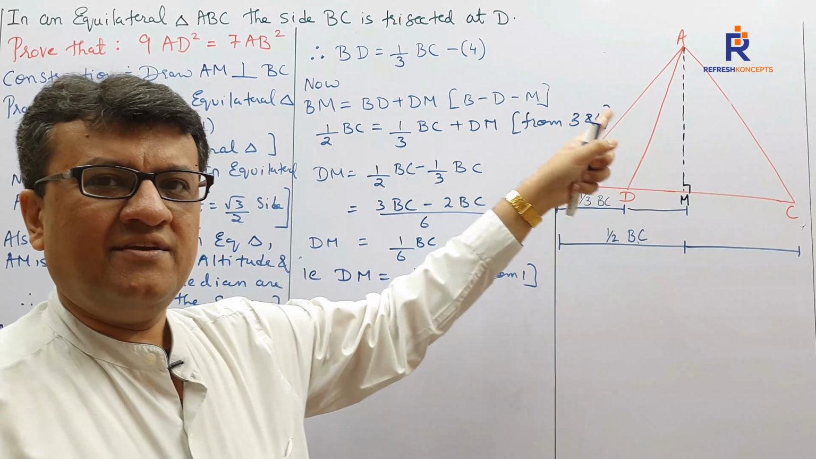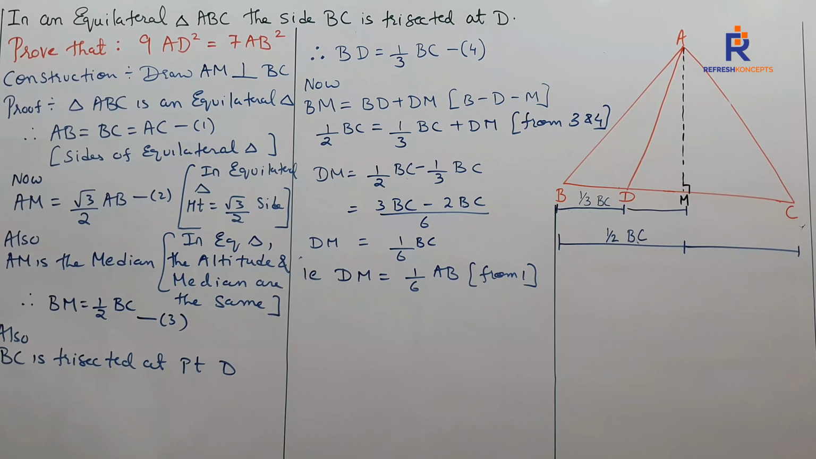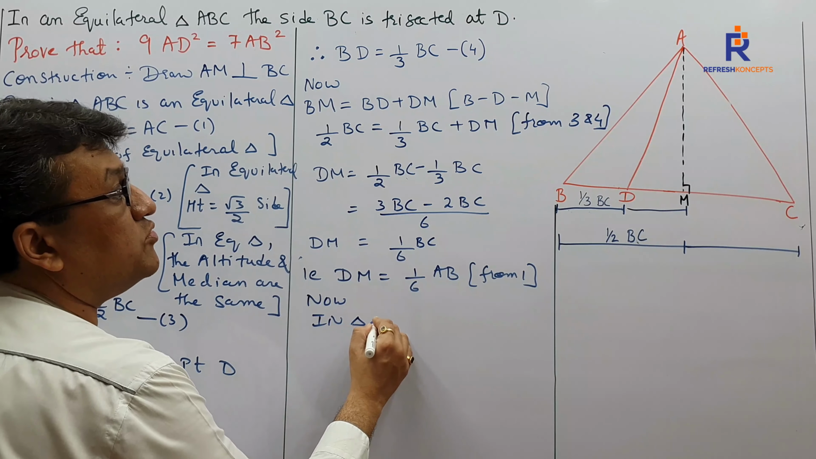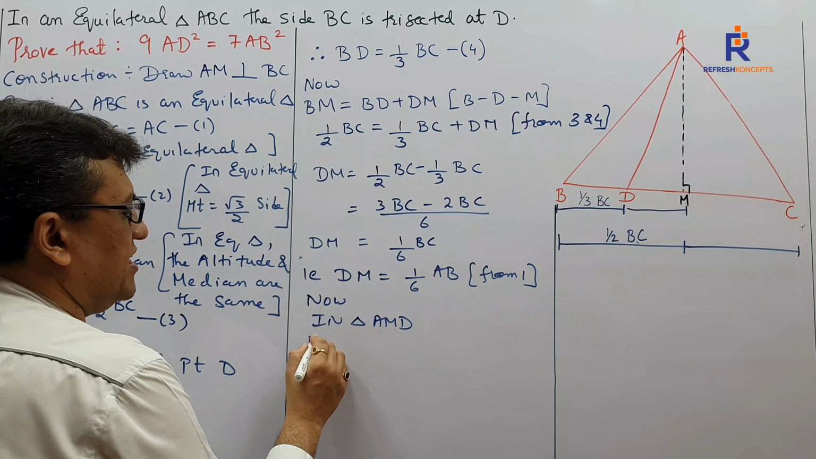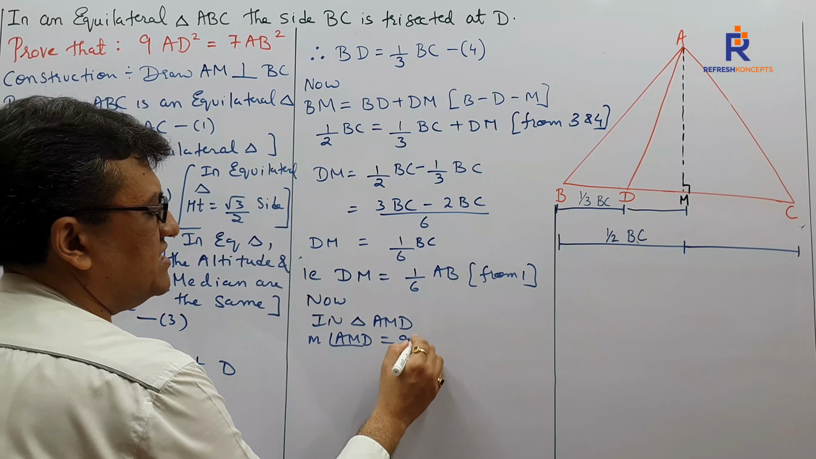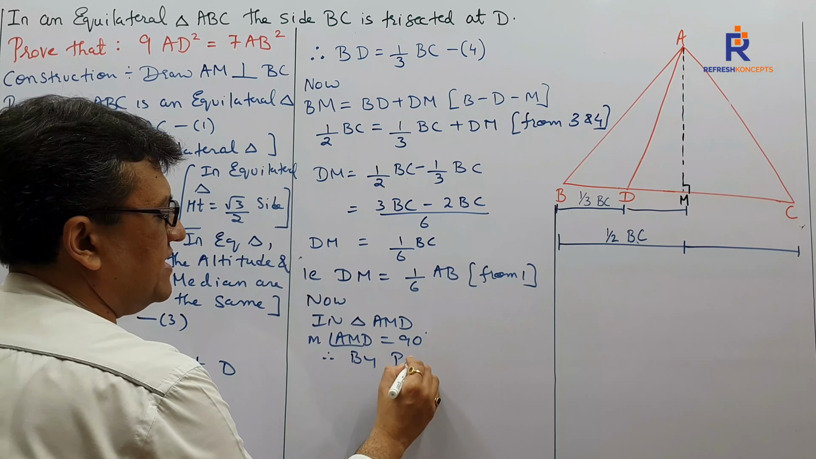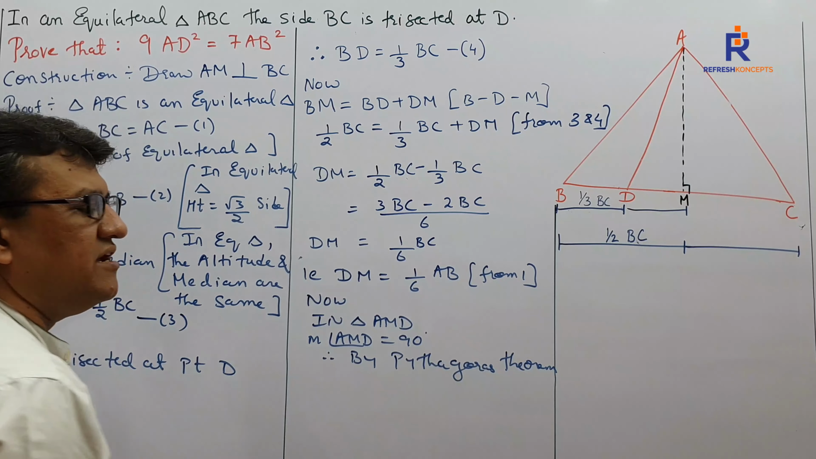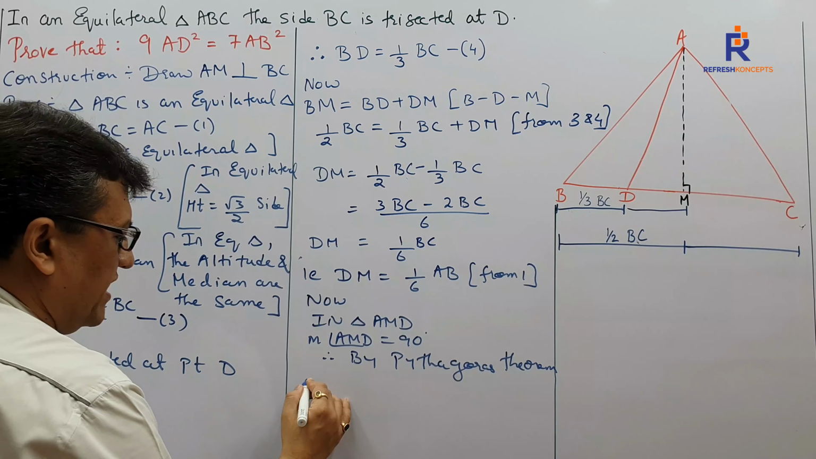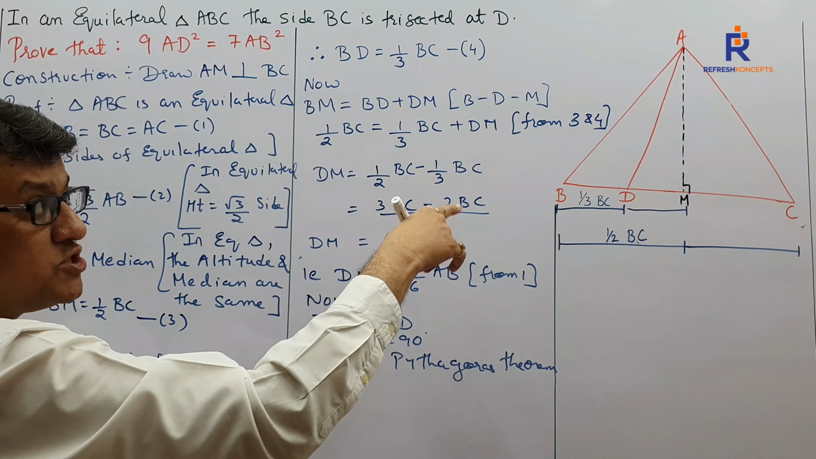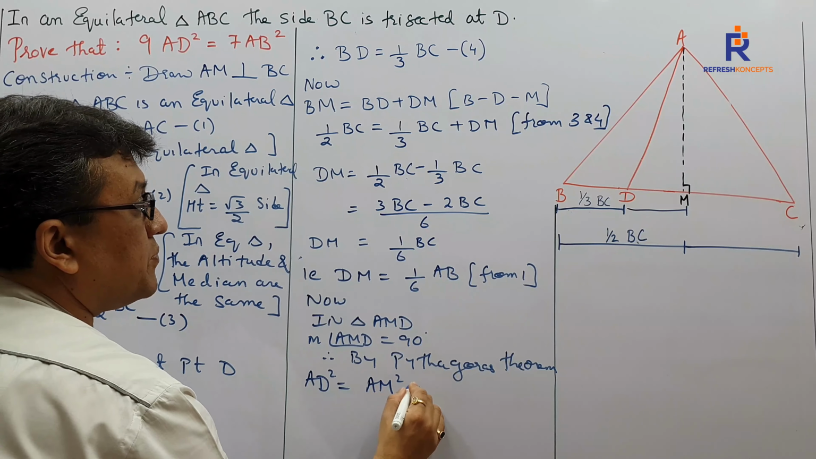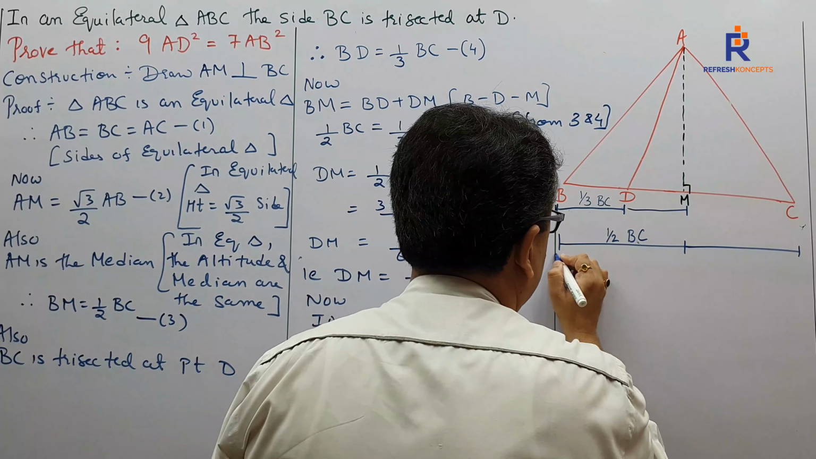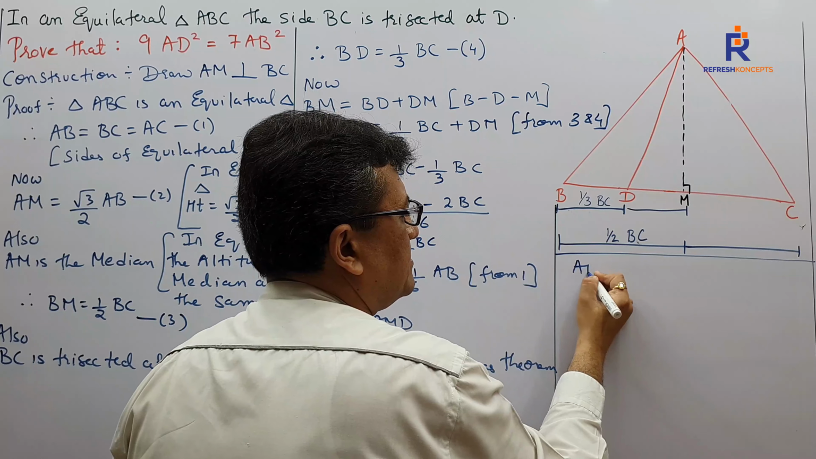Apply Pythagoras, for we need to get AD square. As simple as that. Now, which triangle are we supposed to go into? In triangle AMD, measure of angle AMD is 90 degrees. Therefore, by Pythagoras theorem, AD square is equal to AM square plus DM square. Let us take the values. AD square as it is.